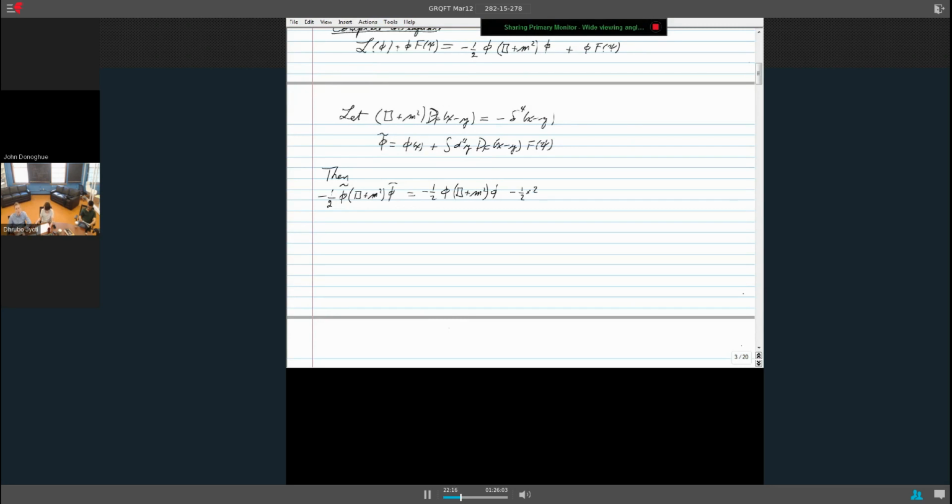Then comes the cross terms where one of them is phi and one is this propagator. But box plus m squared acting on the propagator gives us back f. So I get minus a half times 2 because there's two sides of it for the cross terms. And then there's a minus sign that I put into my propagator, so I make it a plus.